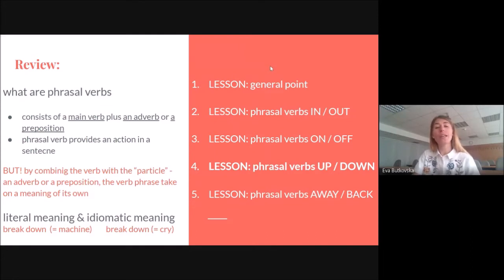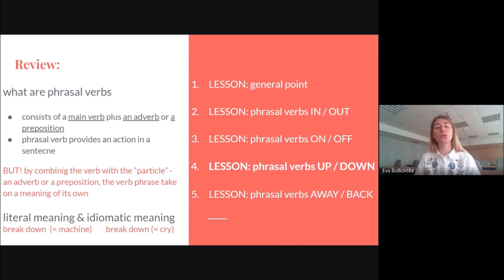A phrasal verb always consists of a main verb, just a regular simple verb, with an adverb or preposition. We call it a particle. An adverb or preposition is a particle. And we put it together and then we have a phrasal verb. A phrasal verb provides an action in a sentence. Just like any other verb provides an action, a phrasal verb provides an action.